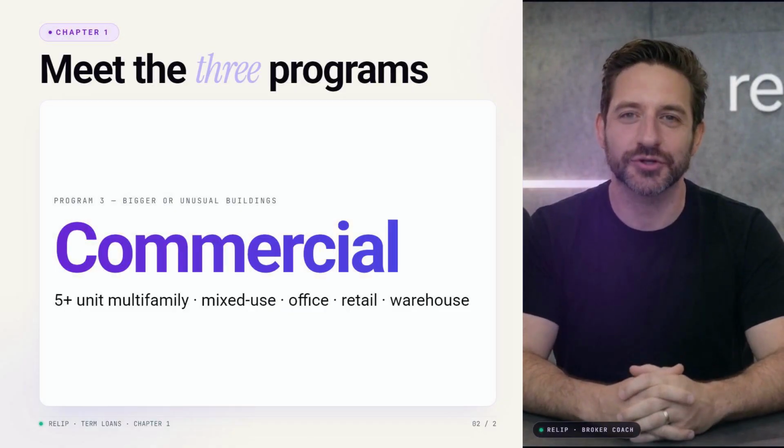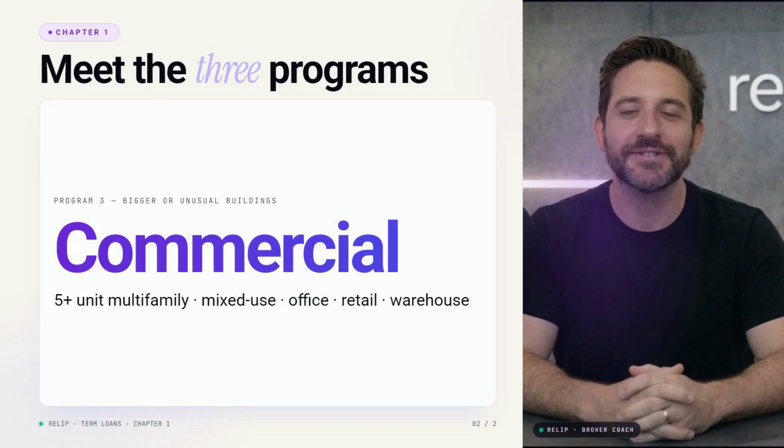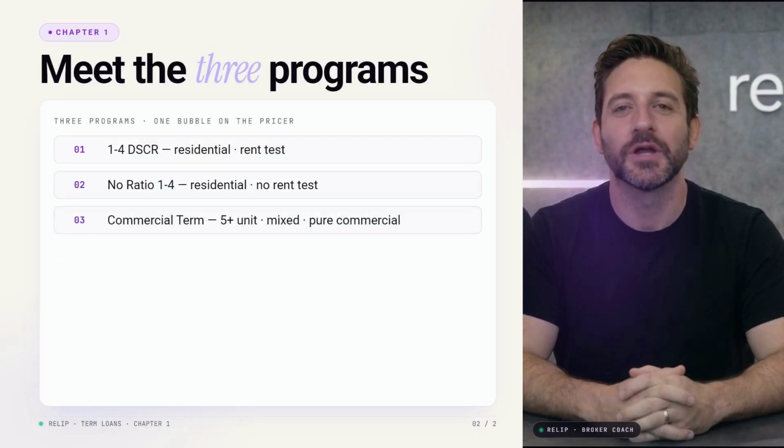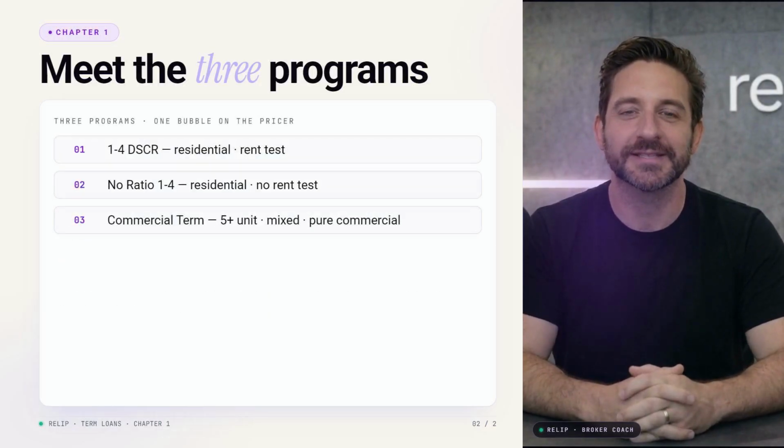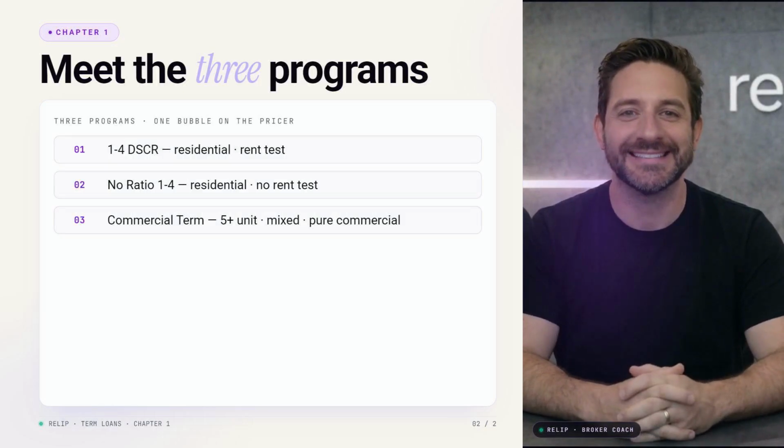Program 3 is Commercial Term. This is for bigger or more unusual properties, anything 5 units or larger, mixed-use buildings, think a coffee shop on the ground floor with apartments above, or pure commercial like office, retail, or warehouse. No rent test here either. That's it. 3 programs, 1 bubble on the pricer.